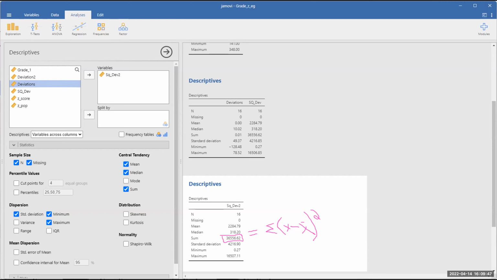So remember, the standard deviation is actually the square root of this divided by n, right? So that's what you need if you need your actual z-score or your standard deviation, right? So you can then keep going.